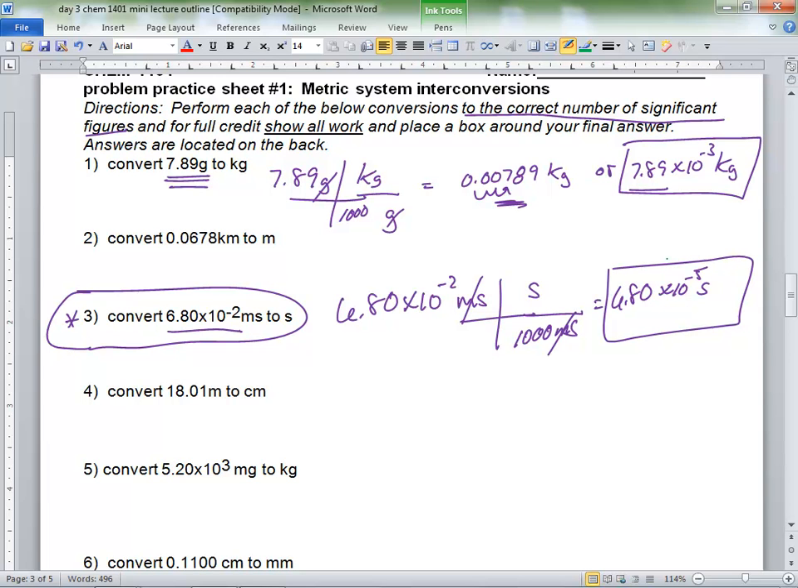So just work with the folks around you and make sure if you have any questions, just talk to people. The numerical answers are on the bottom for a couple of these practice sheets.